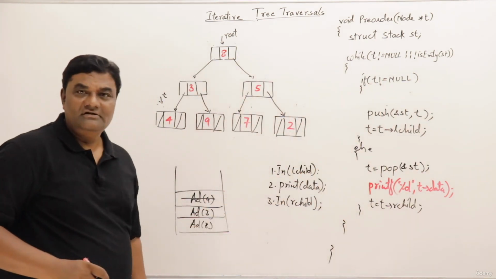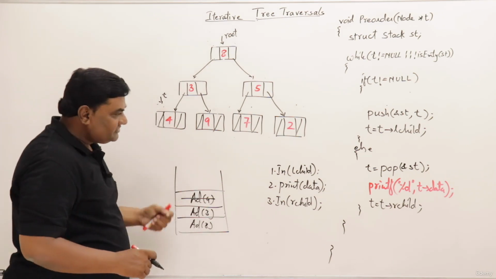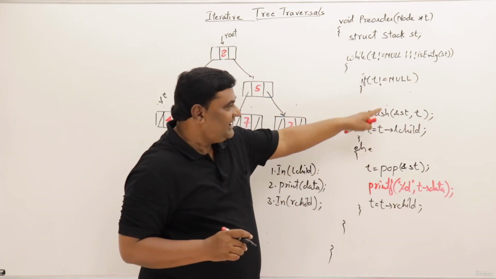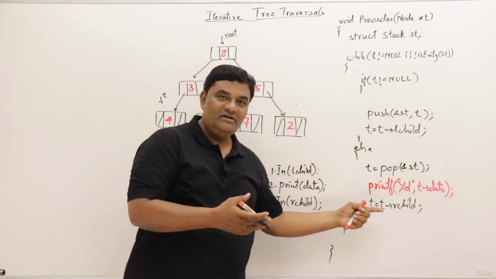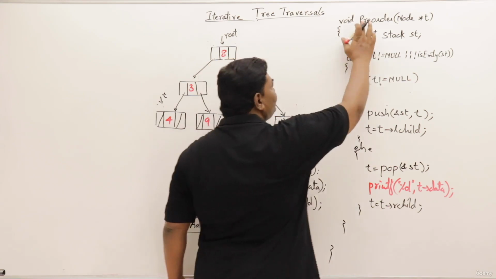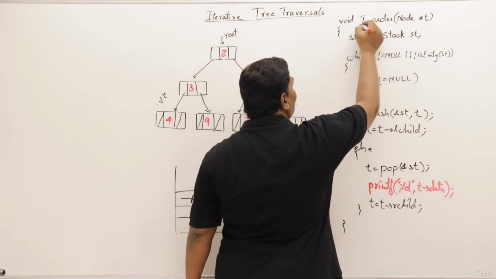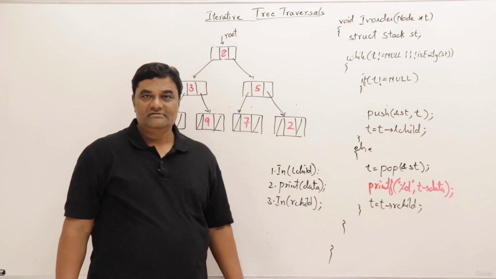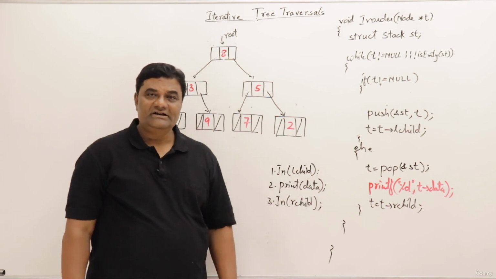That's all. So with a little bit of observation, I can say that in pre-order, before going to the left child, we were printing. But in in-order, before going to the right child, we print. So this function becomes in-order. A minor change has made it in-order. That's all about in-order.